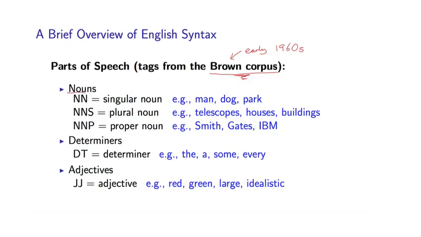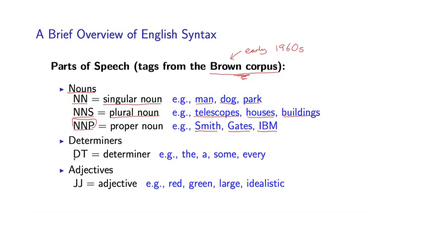So if we look at nouns, we actually subdivide these nouns into a few different subtypes. So we have singular nouns, we use the tag NN for a singular noun. Plural nouns, we use the tag NNS for a plural noun. These are things like telescopes, houses, or buildings. Singular nouns are things like man, dog, or park. And finally, proper nouns, we use NNP. This is the part of speech tag for a proper noun. These are names, things like Smith, Gates, and IBM, almost always capitalized words in English.